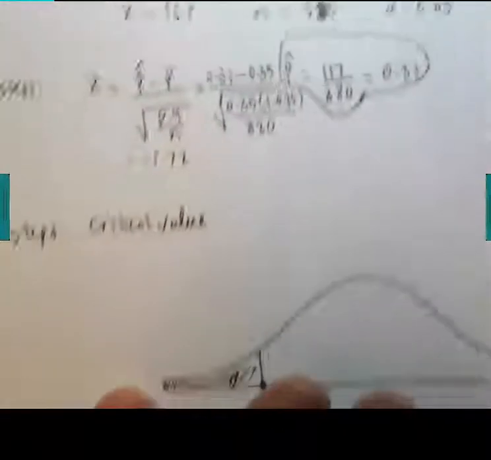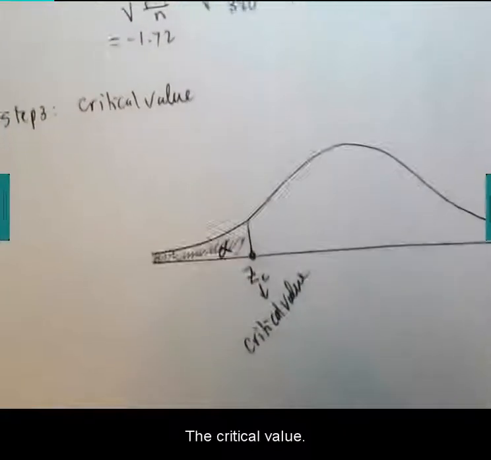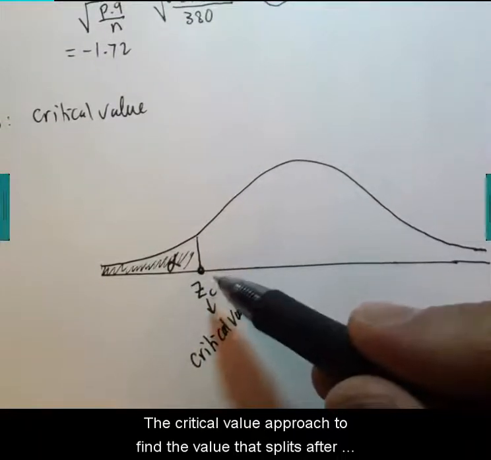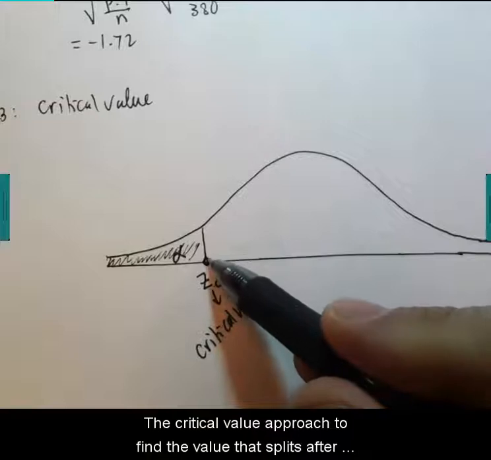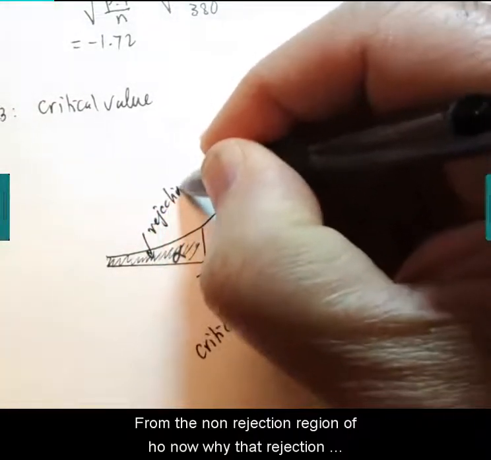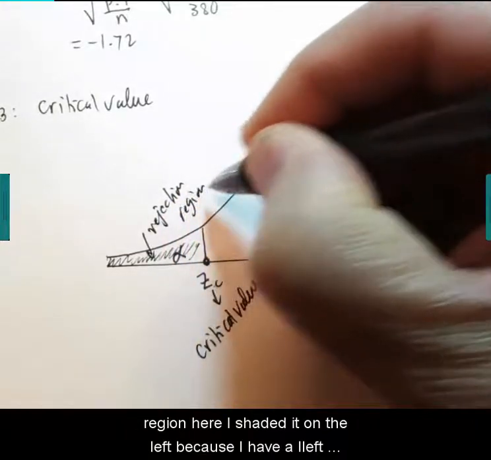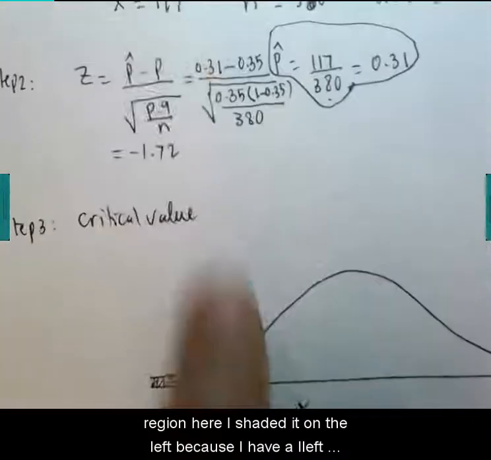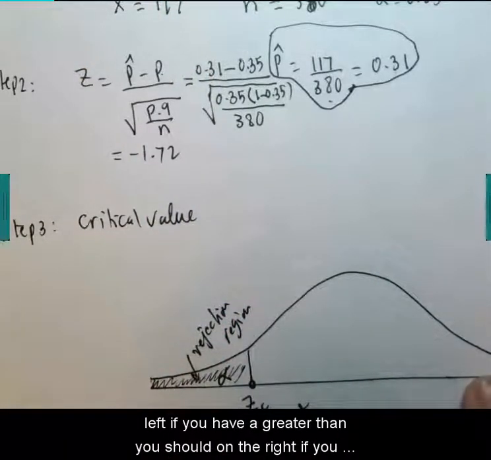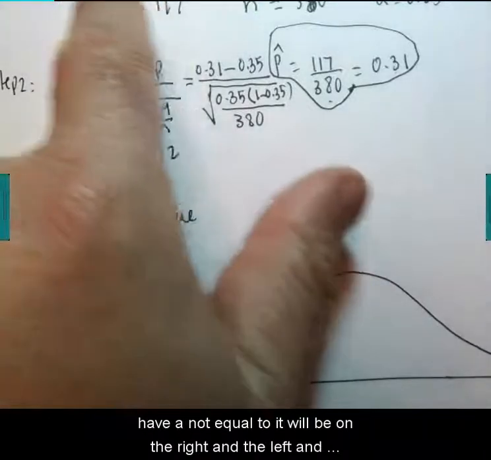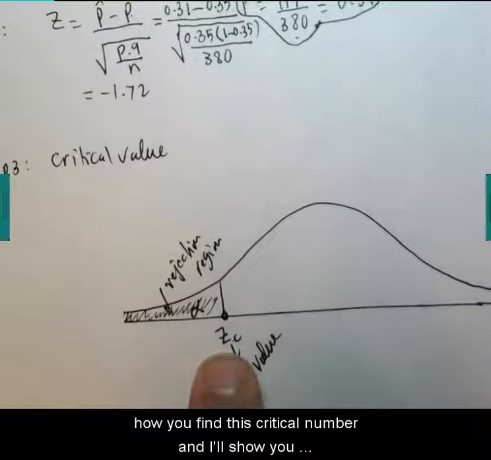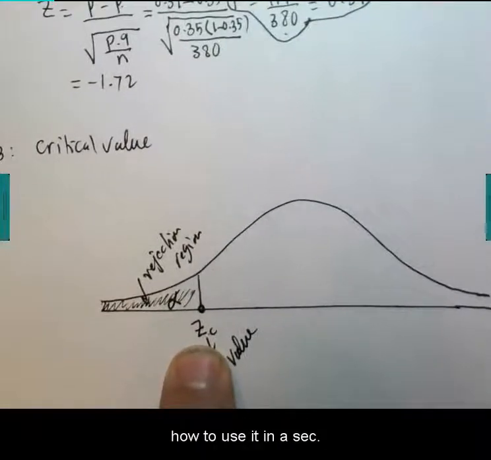Let me explain the critical value to you. The critical value approach is to find the value that splits up the rejection region from the non-rejection region of H0. Now, why the rejection region here? I shaded on the left because I have a less than. So if you have a less than, you shade on the left. If you have a greater than, you shade on the right. If you have a two tails, not equal to, it will be on the right and the left. And here's how you find this critical number, and I'll show you how to use it in a second.